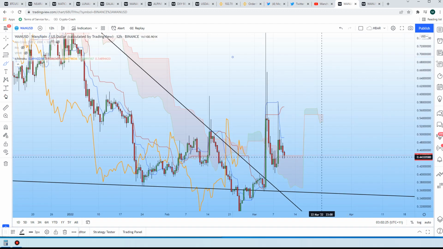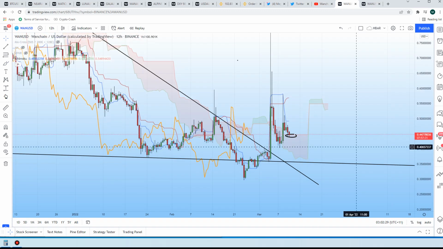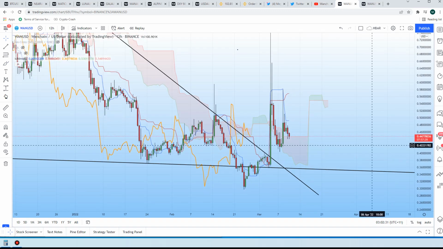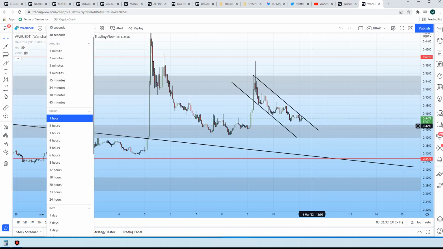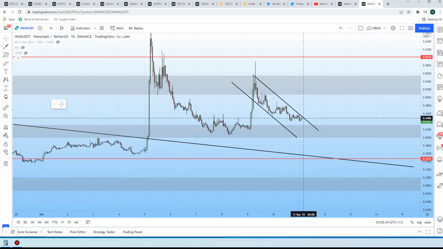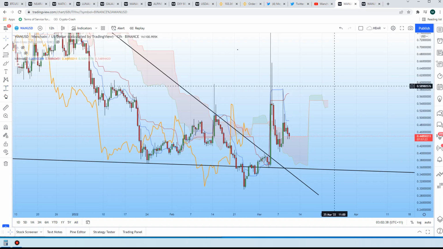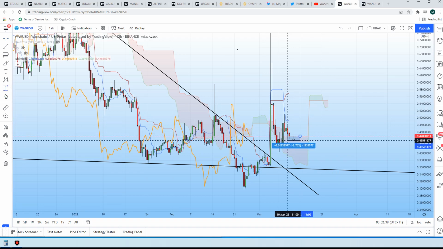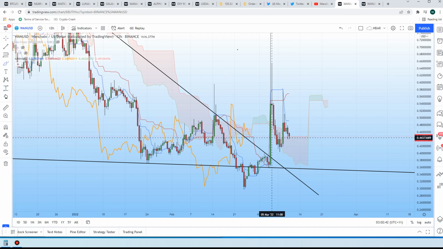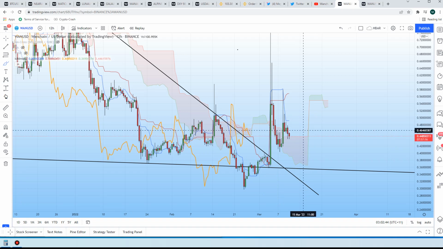Wanchain is coming down and retesting that cloud. Really nice to see. Again, Wanchain is in a descending channel, and that support block is just a small amount lower than we are right now. If we take a look, that support block is only 3% lower, and that would put it right in the clouds. So we've got a nice strong support block within these clouds. We are retesting the clouds now.